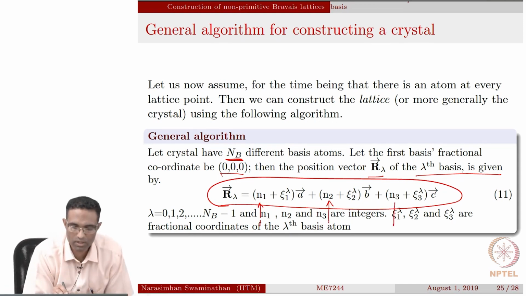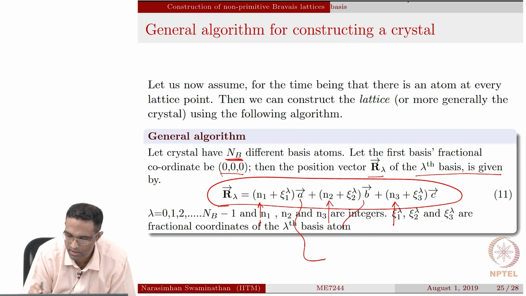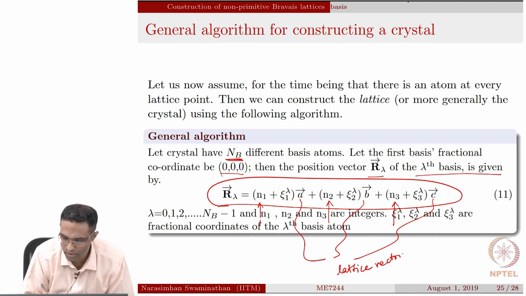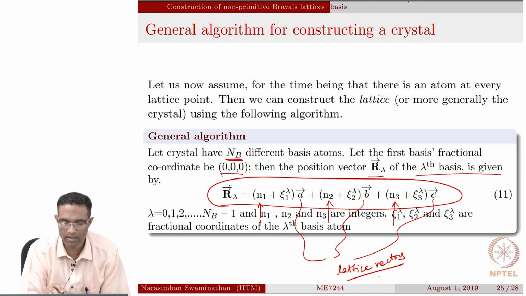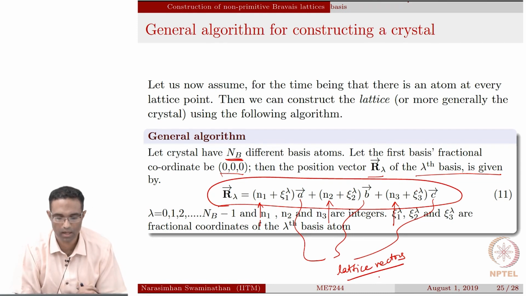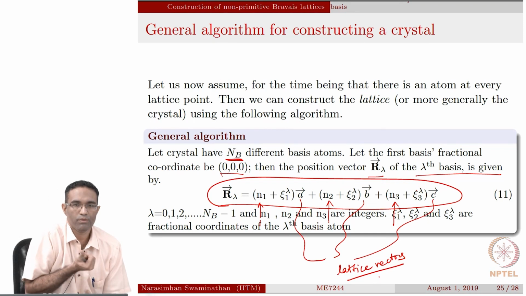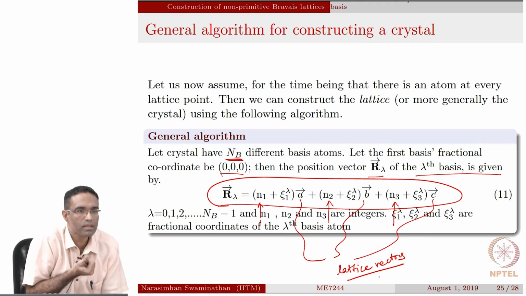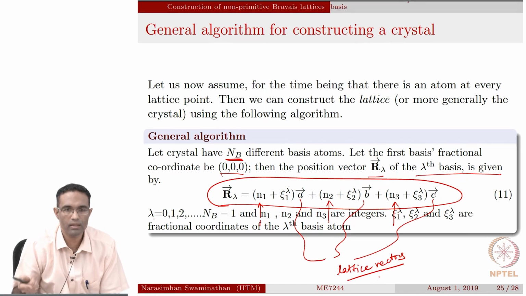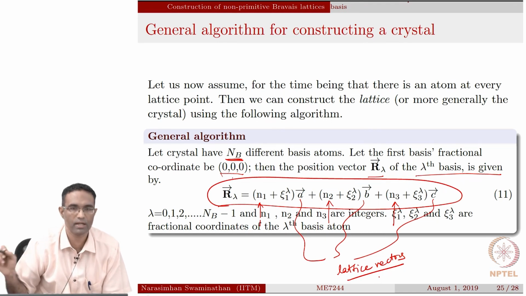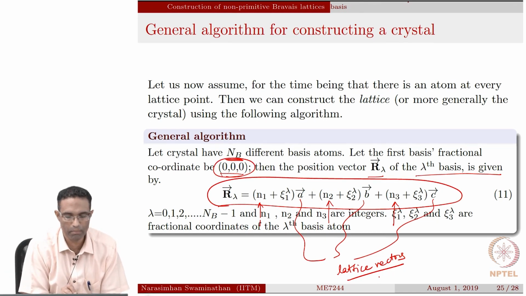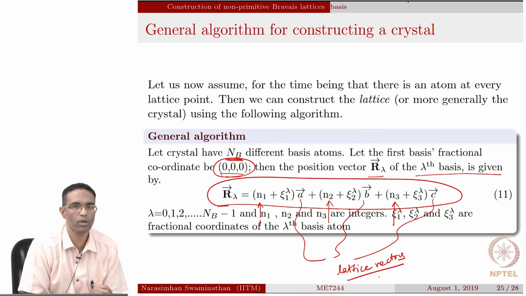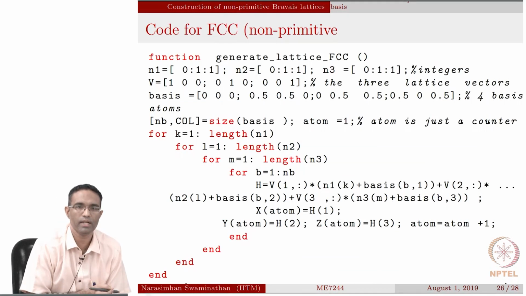That is it. N1 is still the same set of integers, and A, B and C are all the lattice vectors. C1 lambda, C2 lambda, C3 lambda are basically the first component of the fractional coordinate of the lambdath basis, second component and the third component. And this can go from however many basis atoms you want. I put here lambda equal to 0, 1, 2, 3, NB minus 1 because we have already counted 0, 0, 0 as one of the atoms right there.